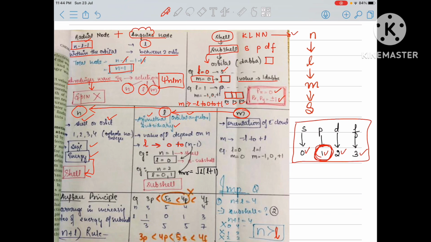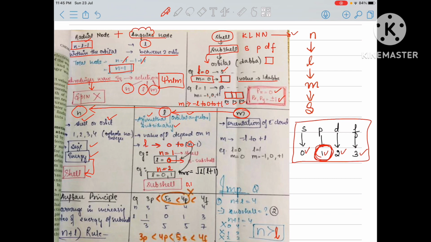For example, if n is given as 1, that means there is one shell, and the value is 1 minus 1, that means 0. l is 0 for the s subshell. Okay, moving on to n equal to 2. What do you mean by n equal to 2? It means the value of l will be 0 to n minus 1. We keep n as 2, so 0 and 1. So two values are there, right?